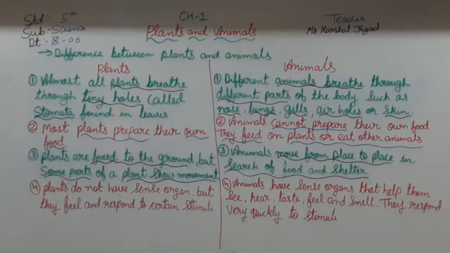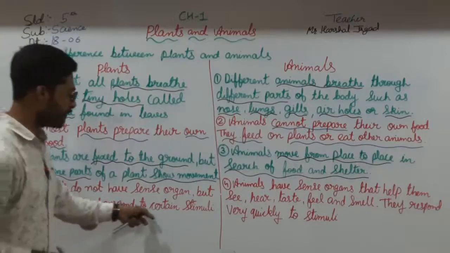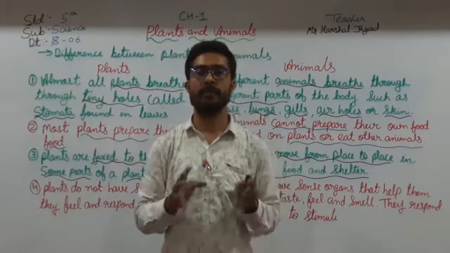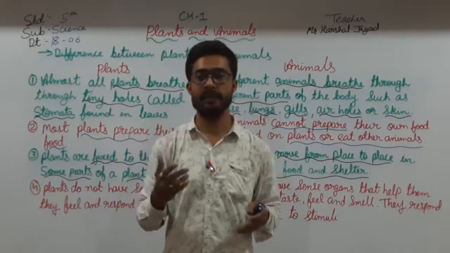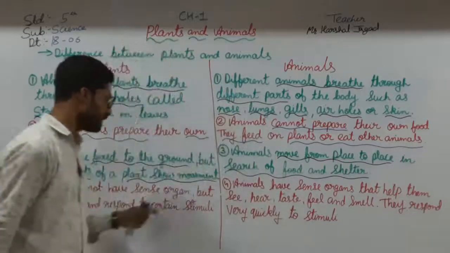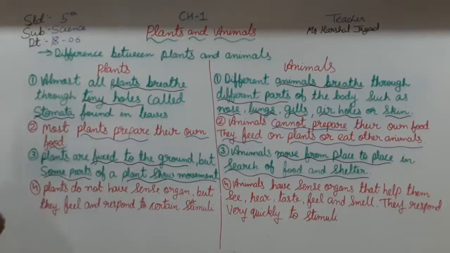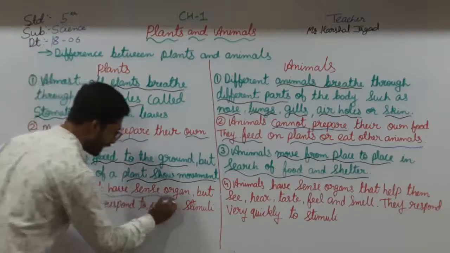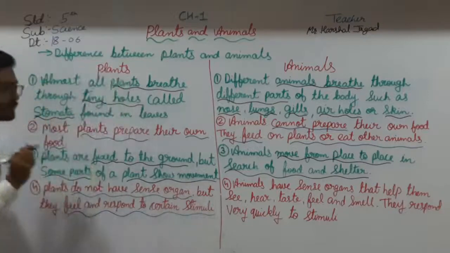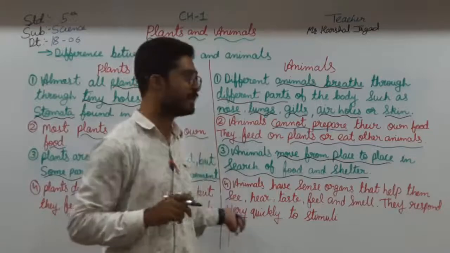Okay. Then after, plants do not have any sense organ, but they feel and respond to certain stimuli. Means we all know that in the human body there are different sense organs like eyes, ears, nose, mouth. So there are different kinds of sense organs, but the plants do not have any sense organ. So here I can say plants do not have any sense organ, but they feel and respond to stimuli.